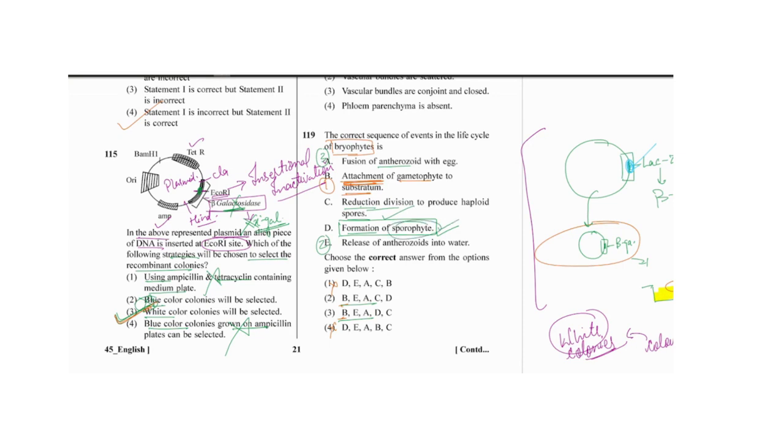So first the sporophytes will form, and then the formation of the spores will take place. Okay, so this will be the fourth one, this will be the fifth one. C first and then D. Okay, so here D first and then C. So the third statement, the third option.